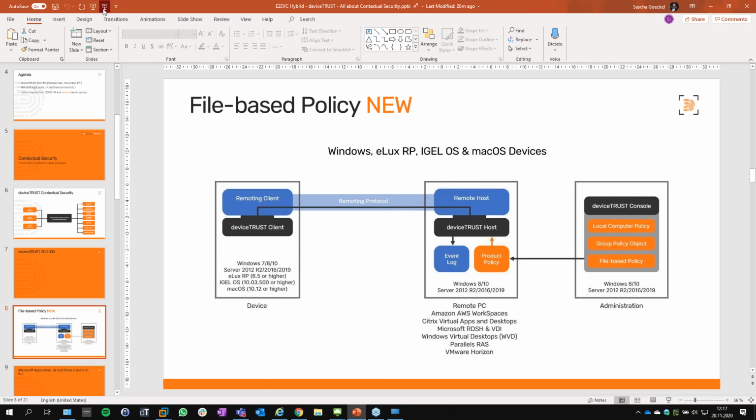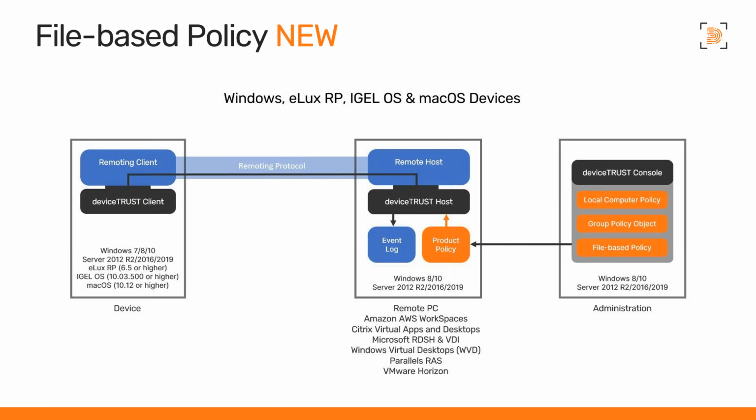So what we are doing in 20.2, one of the major changes for us is the way we provide our policy to the target system. I'm thinking here more from a remoting scenario. In the middle, you have your VDA or VMware Horizon, your Windows Virtual Desktop, whatever remote PC you use. And on this part, we need to install our device trust host, and the host is the one which makes all the magic: to deny access, to allow application, deny application, etc.